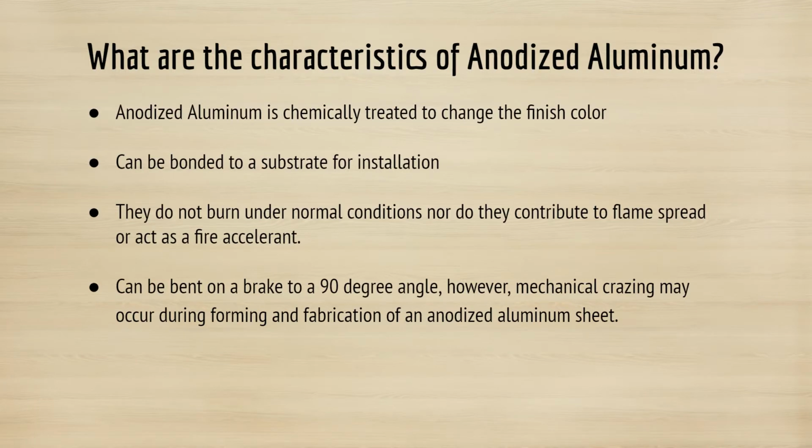What are the characteristics of anodized aluminum? Anodized aluminum is chemically treated to change the finish color. It can be bonded to a substrate for installation. Anodized aluminum does not burn under normal conditions, nor does it contribute to flame spread or act as a fire accelerant. It can be bent on a break at a 90-degree angle. However, mechanical crazing may occur during forming and fabrication of an anodized aluminum sheet and should be done with care.